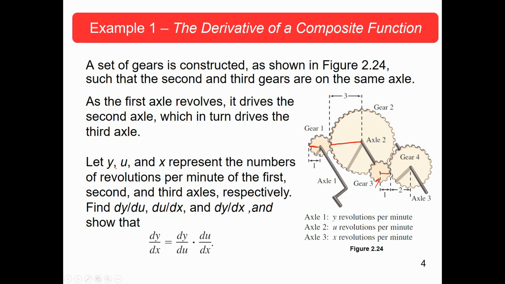So in this case, we're going to let axle 1 be our y. So we're talking about y revolutions per minute. So we're spinning it at a rate of y revolutions per minute. Axle 2, we're going to call u. So this is going to be u revolutions per minute. And axle 3 is going to be x. So we're talking about x revolutions per minute. Now remember, we haven't shown, we've stated that dy dx equals dy du times du dx. So we're going to find all of these things and see if this is true.